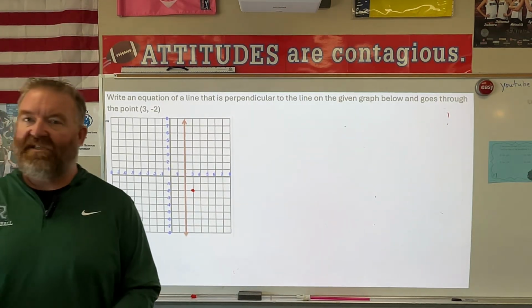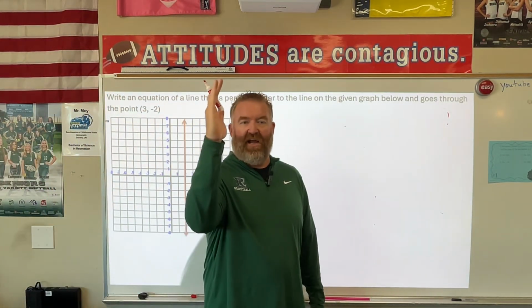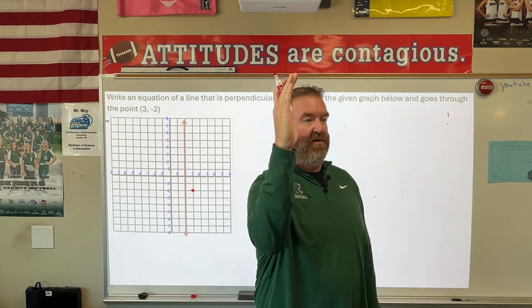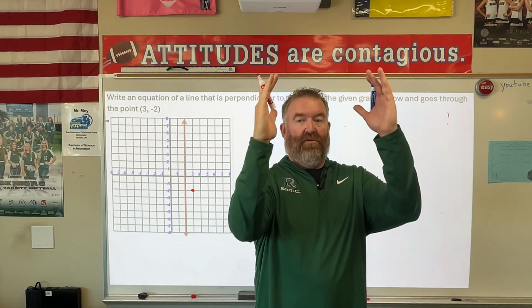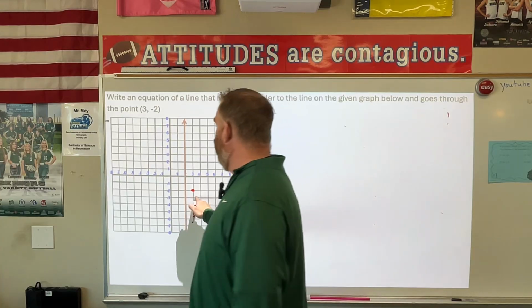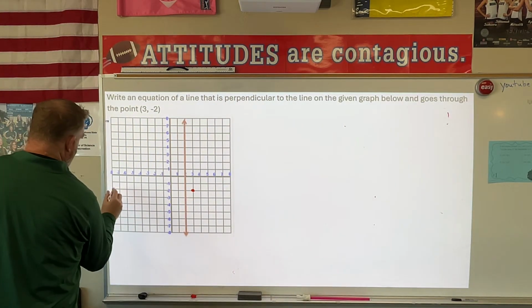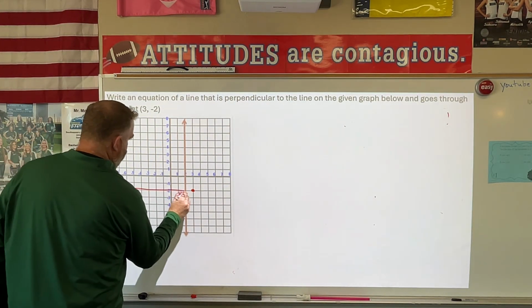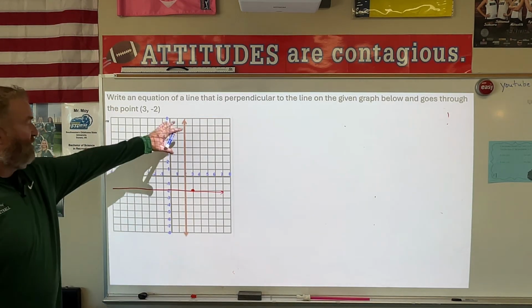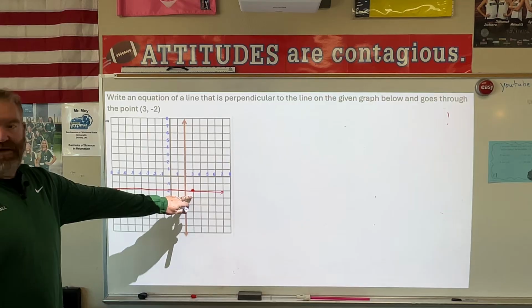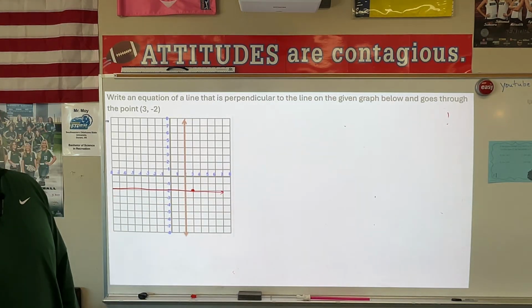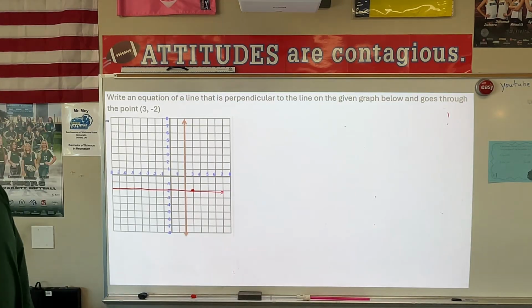Hold on. If this is the line I have right now, what is perpendicular to this? Show me with your arms. Nope, that's parallel. What's perpendicular? This. It's the exact opposite, right? Just for practice purposes, I'm going to do this. Everybody with me? It is perpendicular to the line, and it goes through that point. Is everybody with me so far? Please pay attention to this. I'm going to make this very, very simple for you, okay?